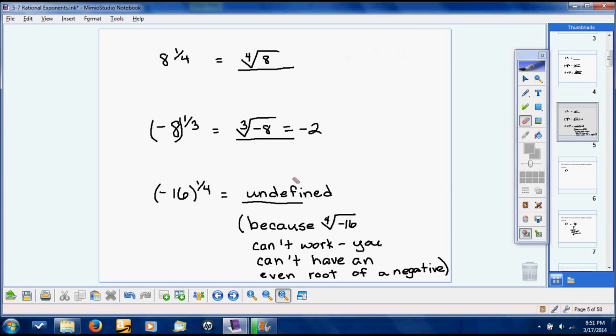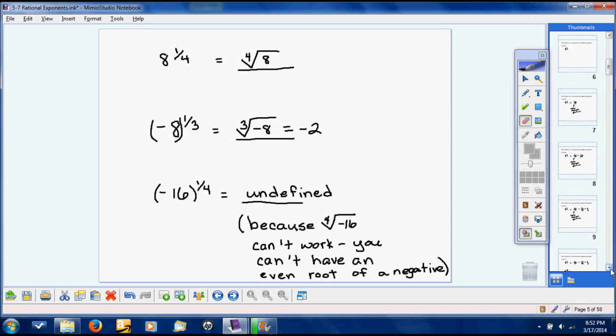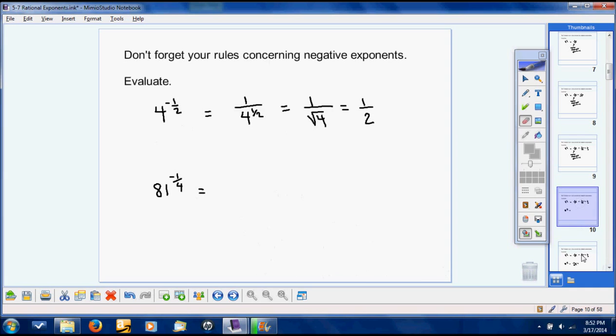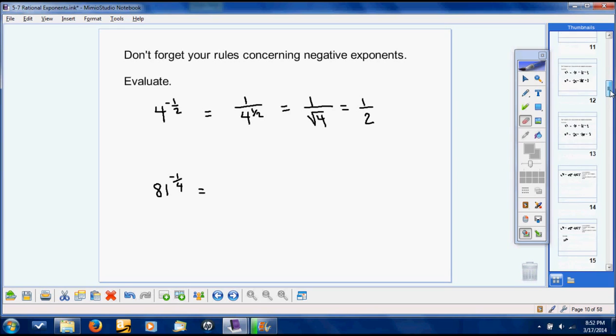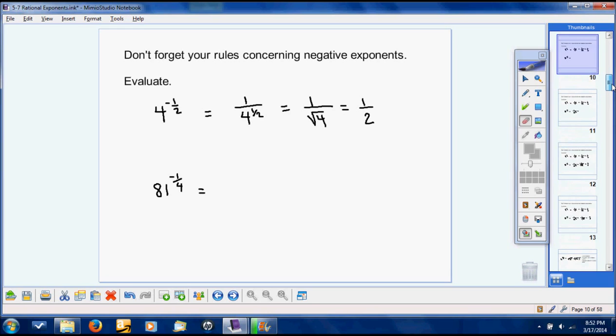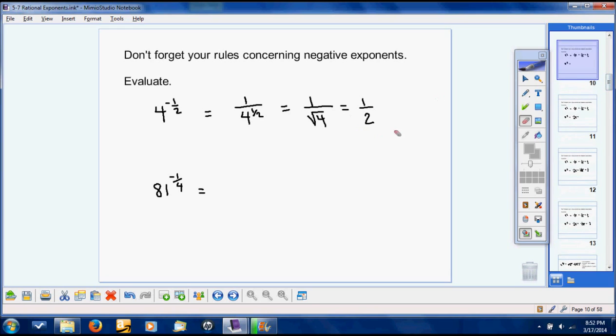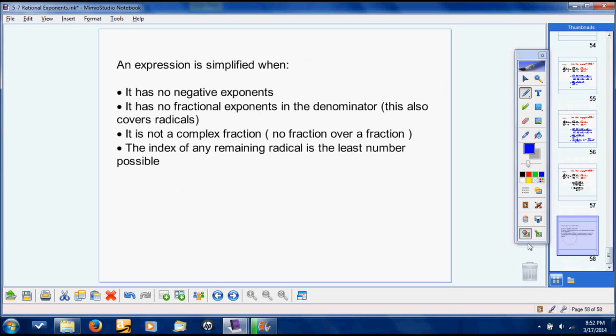This one, undefined, so we couldn't really do anything with that. Let's look at another one and evaluate it based on those criteria to make sure that we have simplified it completely. Okay, slide 10. Well, slide 10 is just a fraction 1/2. Our answer once we simplified that was 1/2.